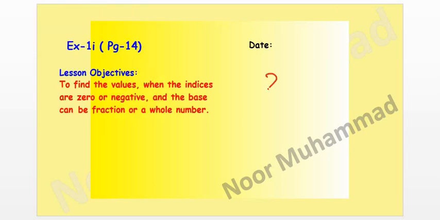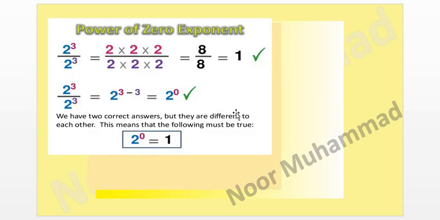For example, if the index becomes -2, how could we find the value? Or let's say the index is 0, what will be its value? And this base could be a fraction, for example 2 out of 3, and the index is 0, or the index is -3, any negative number, right? So first of all, let's discuss how we can solve such expressions when the index is negative or 0.